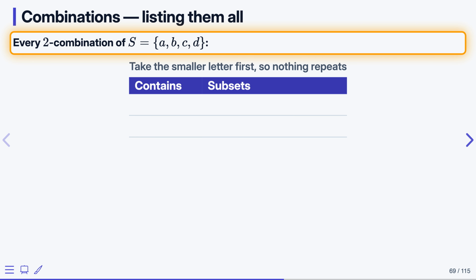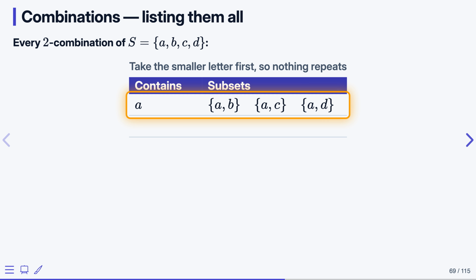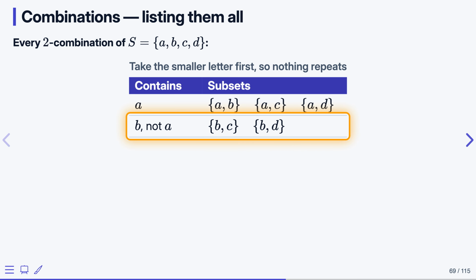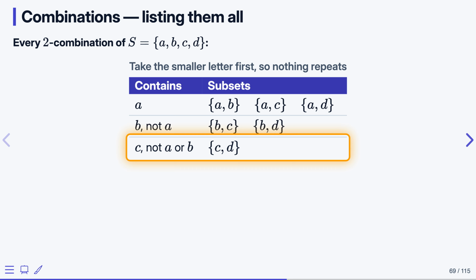Let's list every two-combination of the set {A, B, C, D} to be sure nothing repeats. We group them by their smallest letter. Row 1. Subsets that contain A: AB, AC, and AD. Row 2. Subsets that contain B but not A: BC and BD. Row 3. Subsets that contain C but not A or B: only CD.